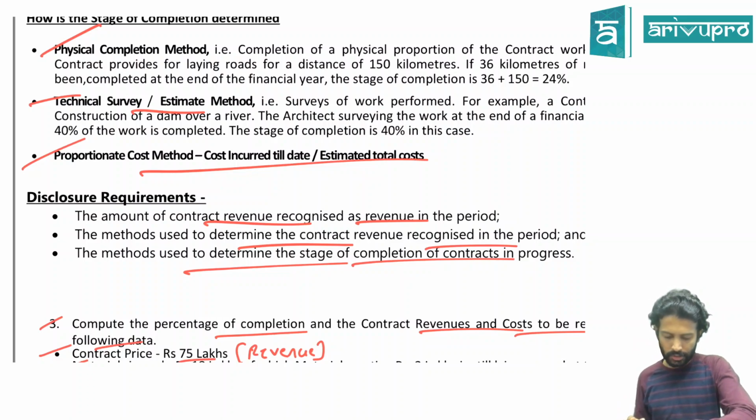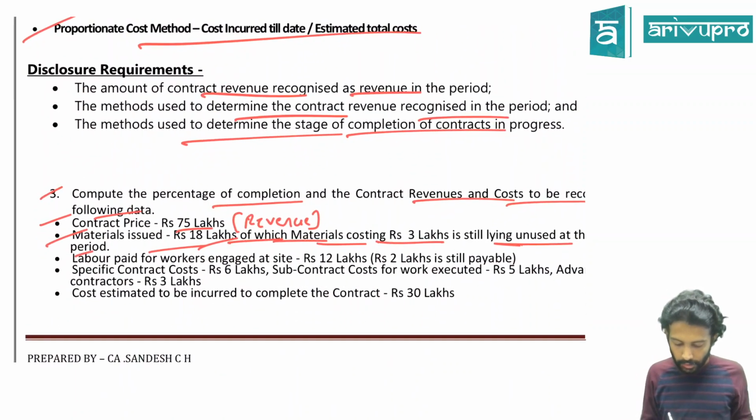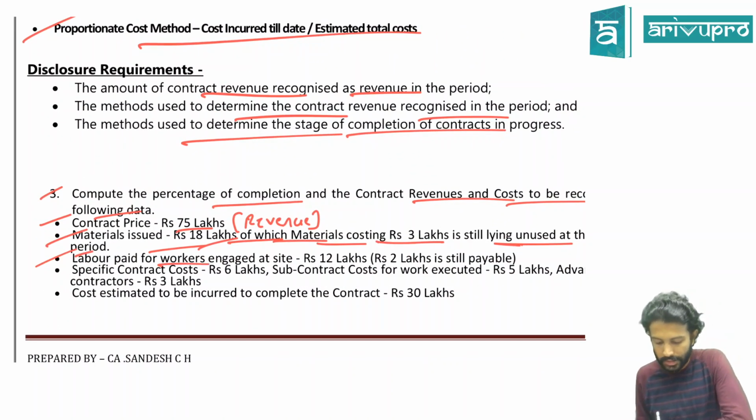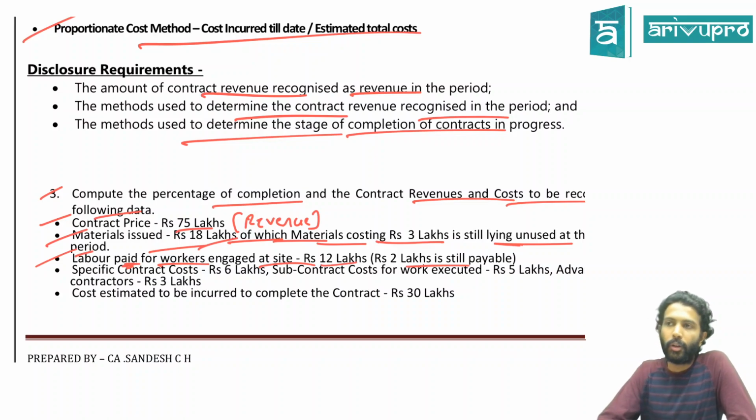So if you have understood this, next one you will be able to tell me. Labor paid for workers engaged at site, 12 lakh. Labor paid, okay? Paid is 12 lakh. 2 lakh is still payable. So cost incurred number will be 12 lakh or 14 lakh? We want the paid portion or we want the accrued portion?